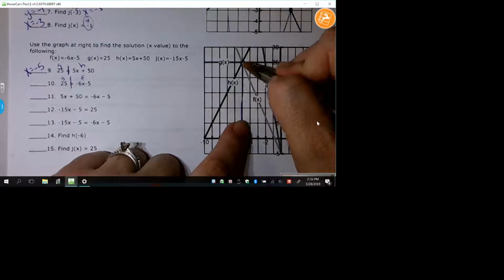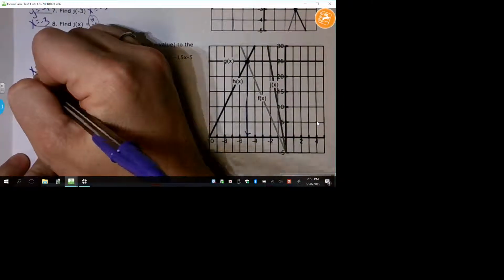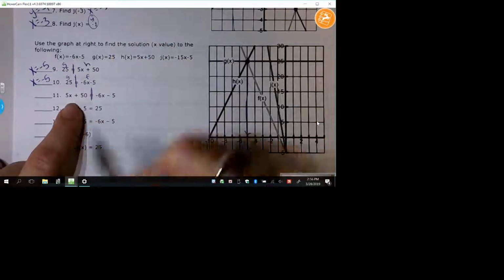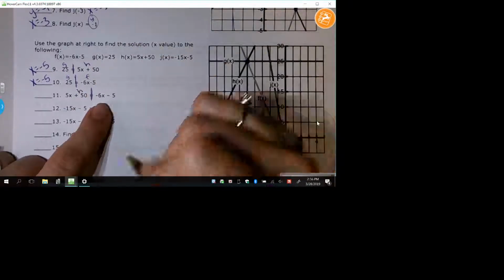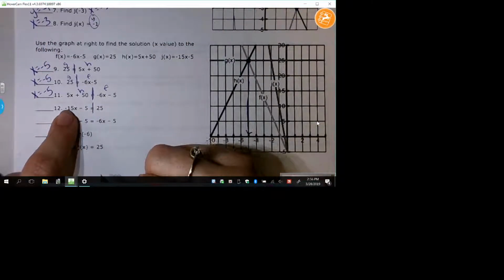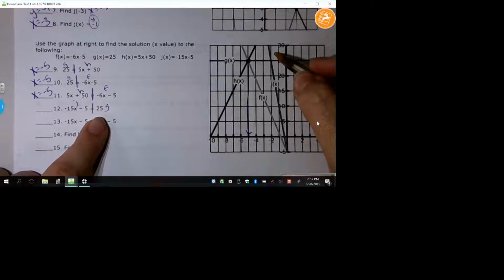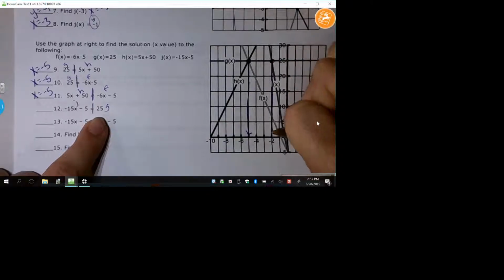Here we have g and f, so g and f touch at the same spot, so again, negative 5. Here we have two different equations, so f of x plus 50 is h, negative 6 minus 5 is f, h and f touch the same spot. Negative 15, sorry, is j, and 25 is g, so j and g touch right here, which is x equals negative 2.